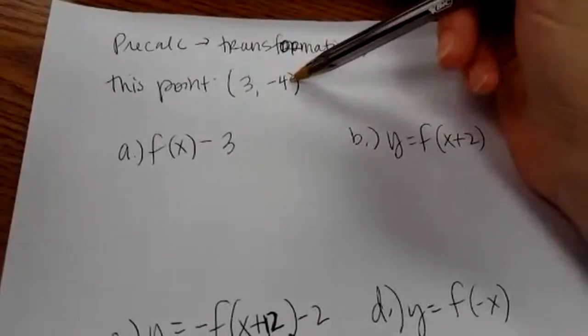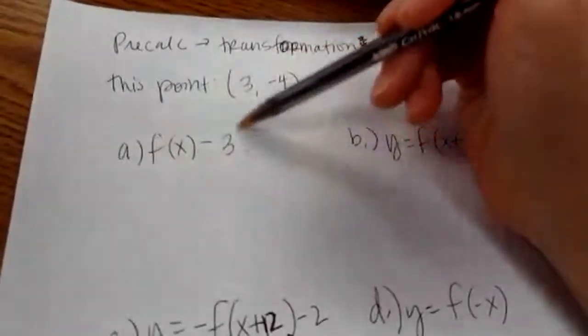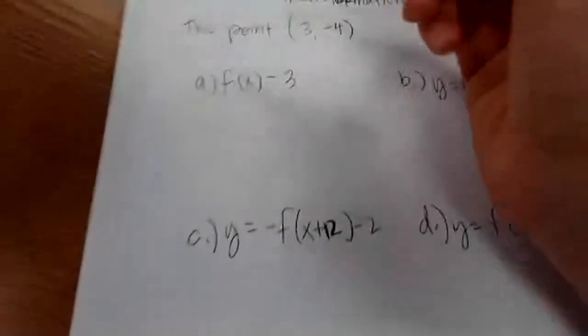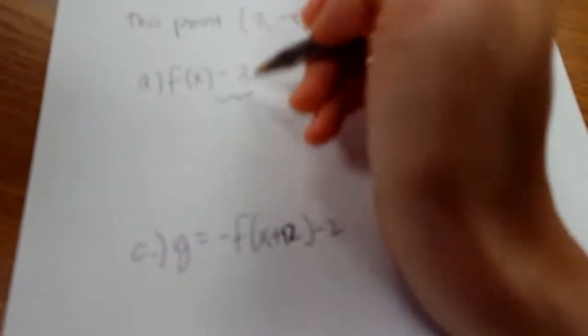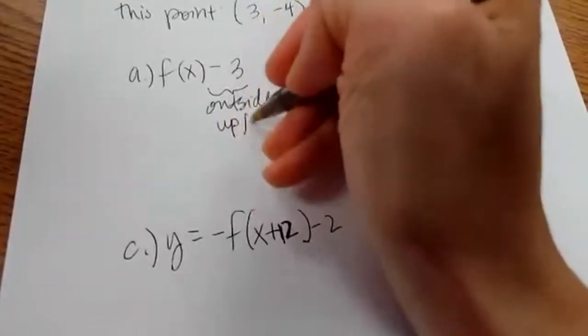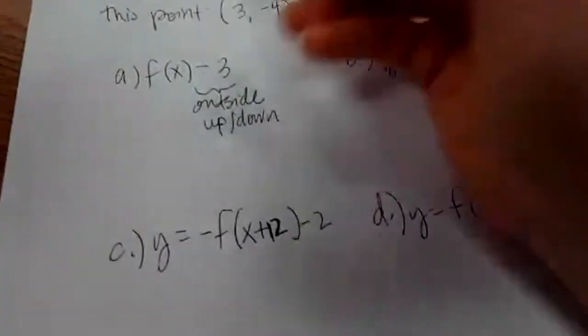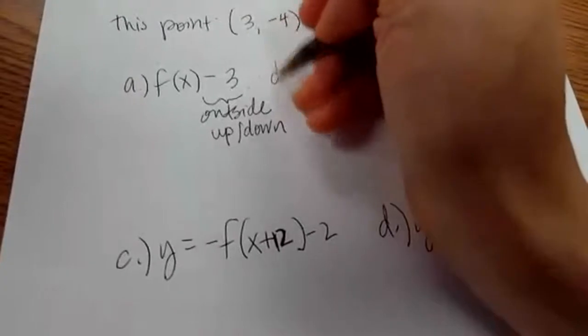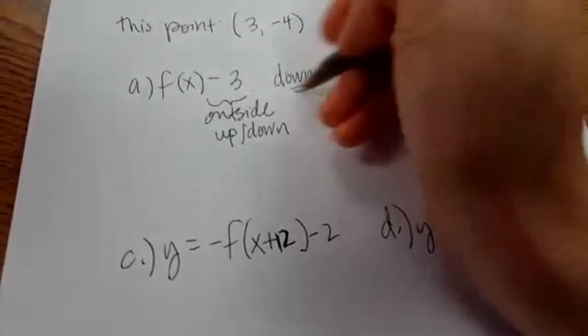So here we go. If I have this point (3, -4) right here, and it says f(x) minus 3, we have to figure out what this actually means. This minus 3 is on the outside. If it's on the outside, it affects what happens up and down to your point. So this is minus 3, which means it is going to move down 3.